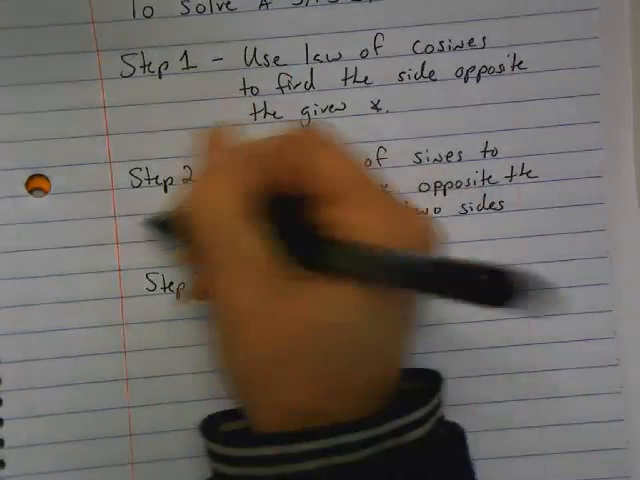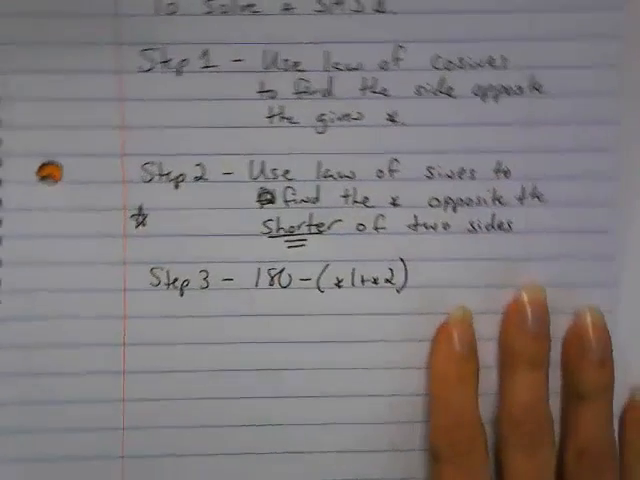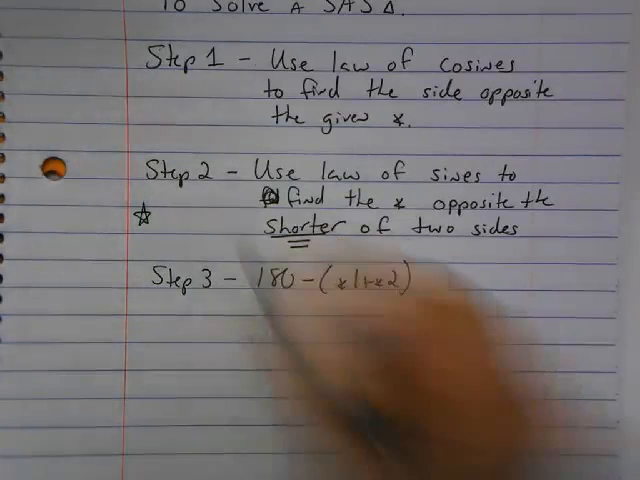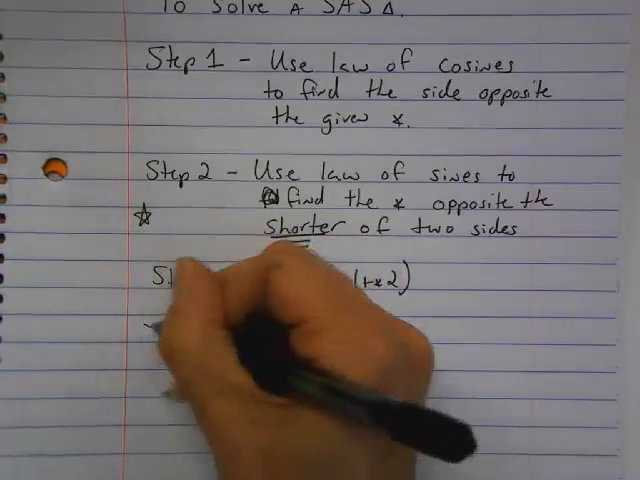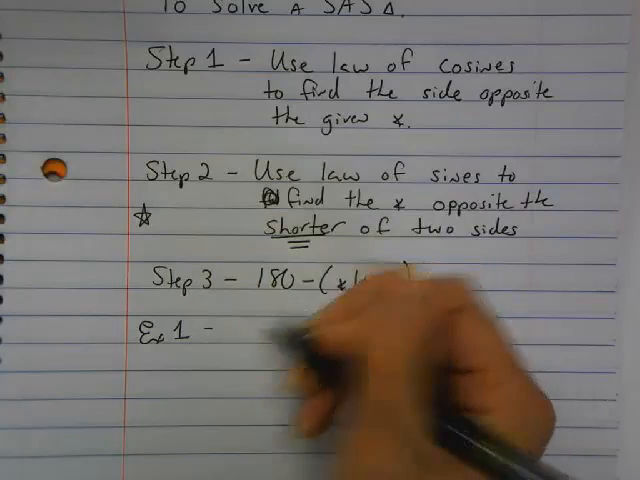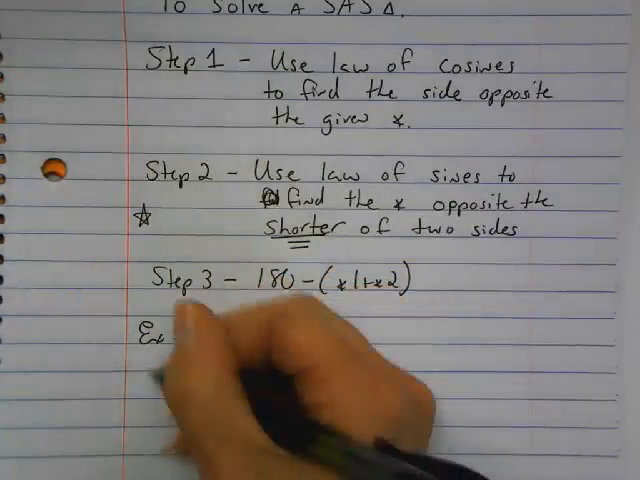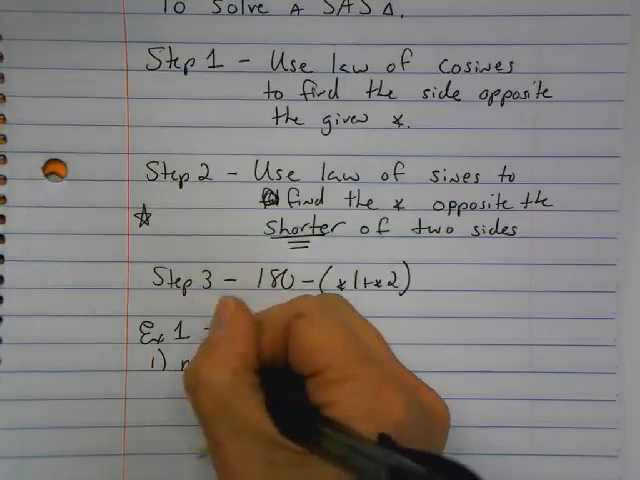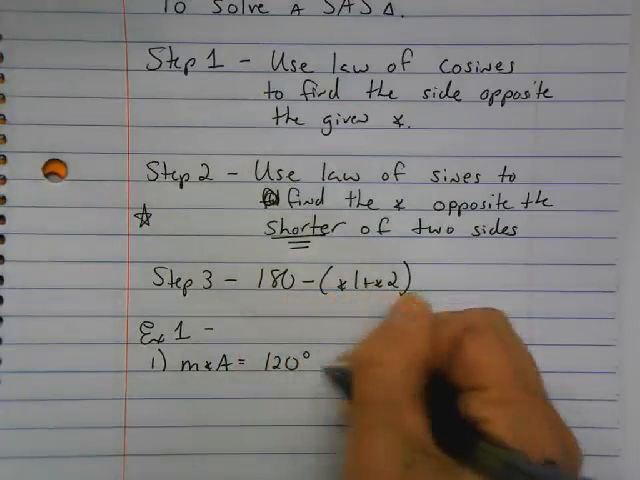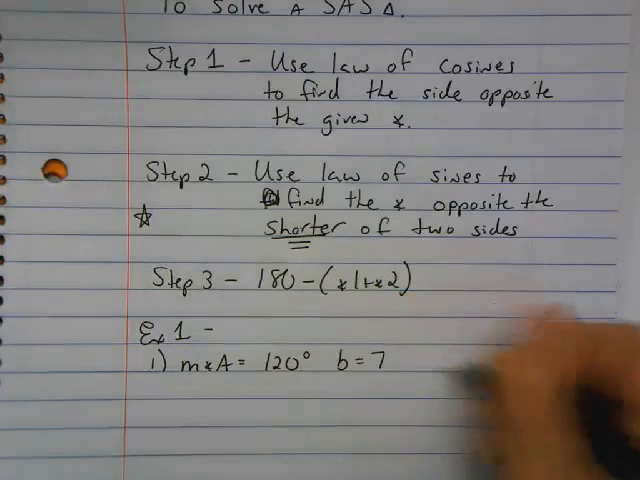Example 1. If I give you that the measure of angle A equals 120 degrees, b is equal to 7, and c is equal to 8, and I want you to solve the triangle. The first thing you're going to want to do is draw a picture of your triangle. Your picture is just used for you, it doesn't need to be accurate.